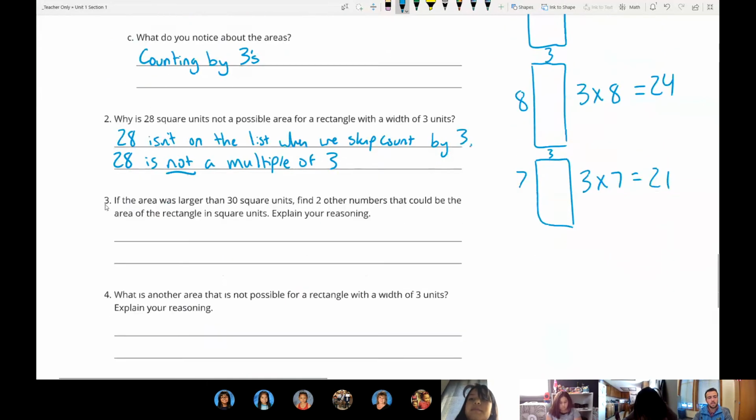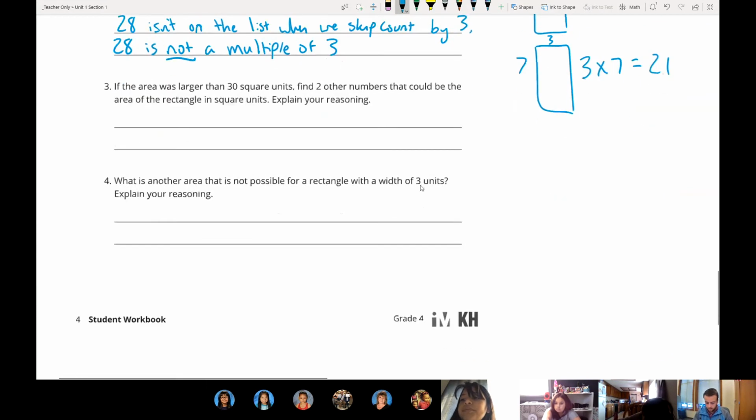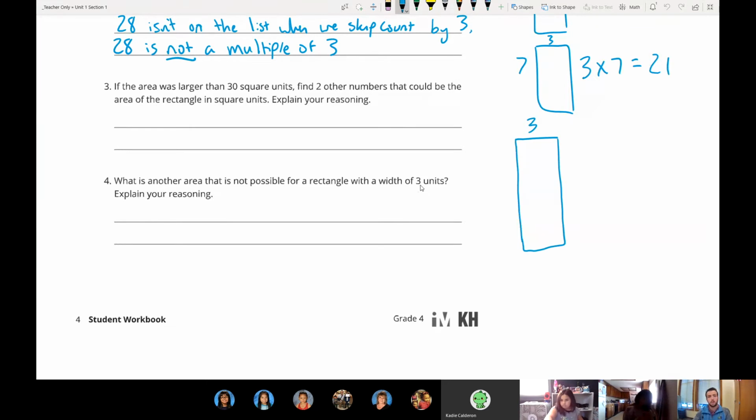Okay. Well, now problem 3 is asking if the area was larger than 30 square units, what are 2 other numbers that could be the area of a rectangle in square units with a width of 3? So if we had unlimited range of the amount of rows, I'll start drawing it right here. Like if we were 3 wide there and way down and looking for an area that's bigger than 30, what could be an example of an area that we could have? Adelina?